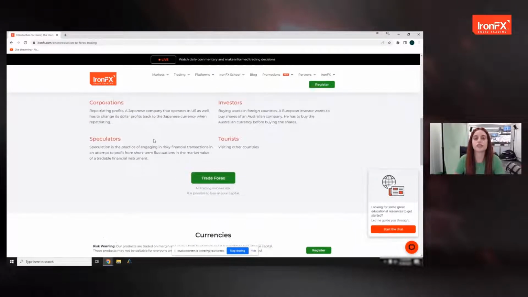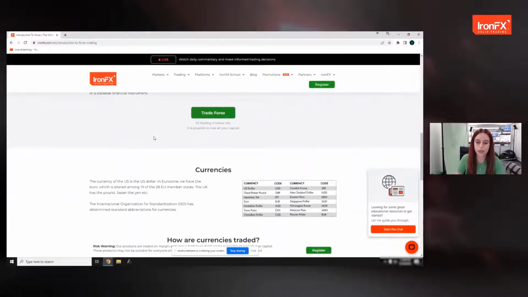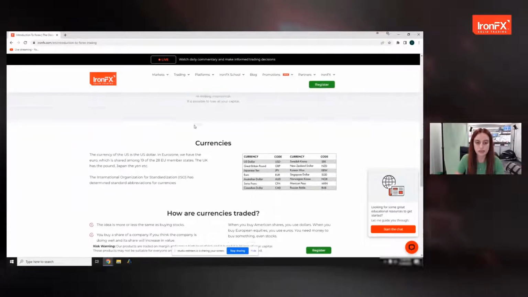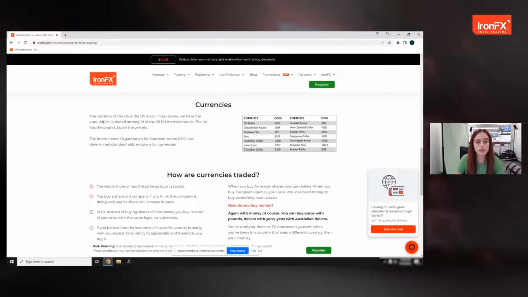Because even if you go to a different country, when you are changing the currency, for example, from Europe to the British pound, you're still trading. It's a trade you're doing. Then you have here currencies. So you see here the currency of the US is the US dollar. In Eurozone, we have the euro, which is shared among 19 of the 28 EU member states. The UK has the pound, and Japan, the yen, and etc.